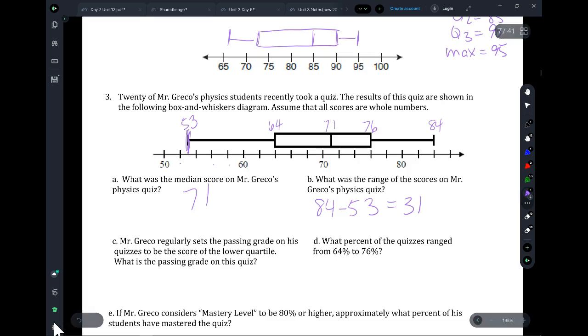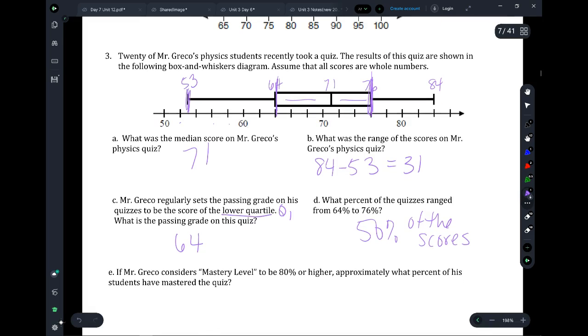Mr. Greco regularly sets the passing grade on his quizzes to be the score of the lower quartile. What is the passing grade of this quiz? All right, so the lower quartile is Q1, so he considered 64 a passing grade. What percent of the quizzes ranged from 64 to 76? That is 2 boxes worth, so that would be 50% of the data of the scores fell between Q1 and Q3.